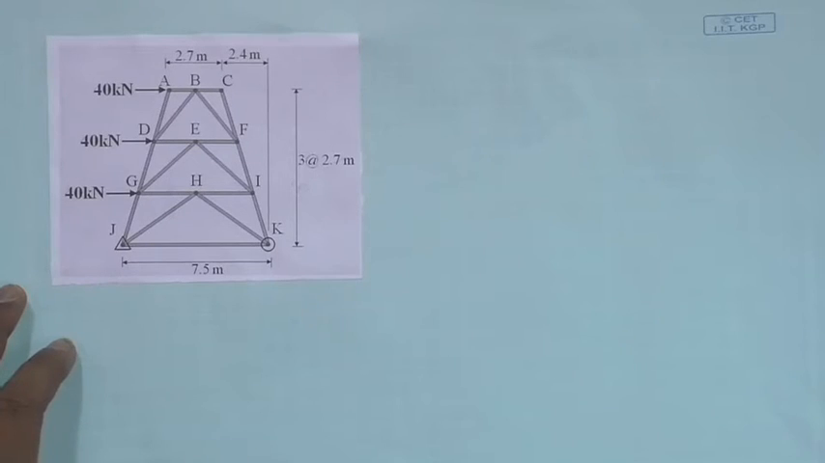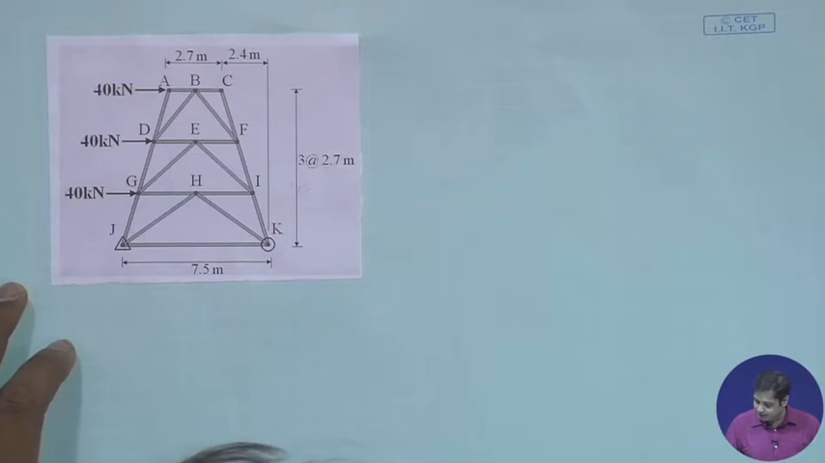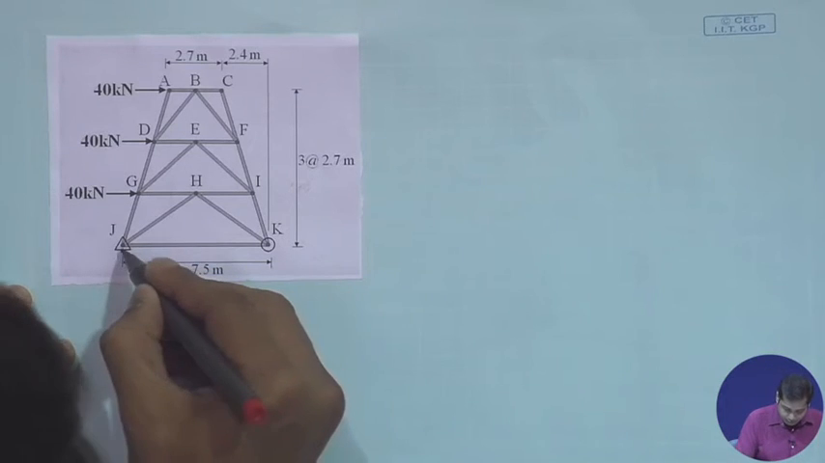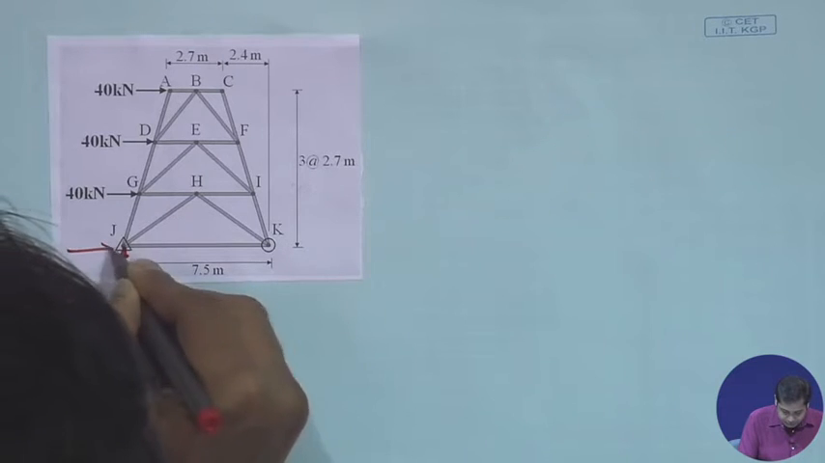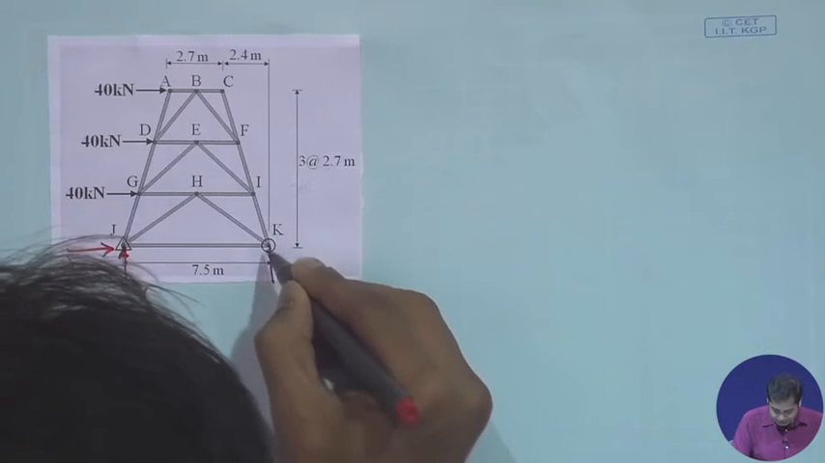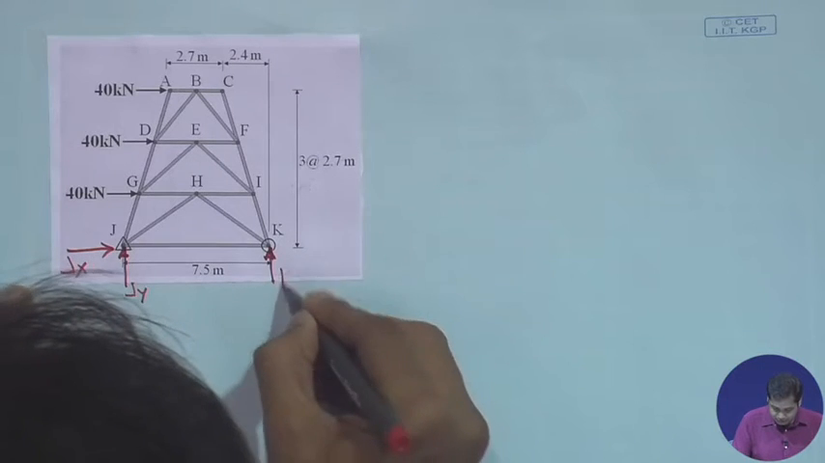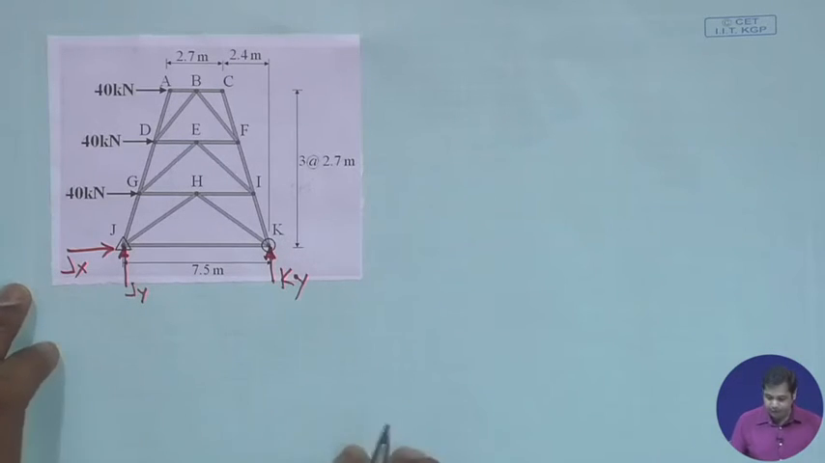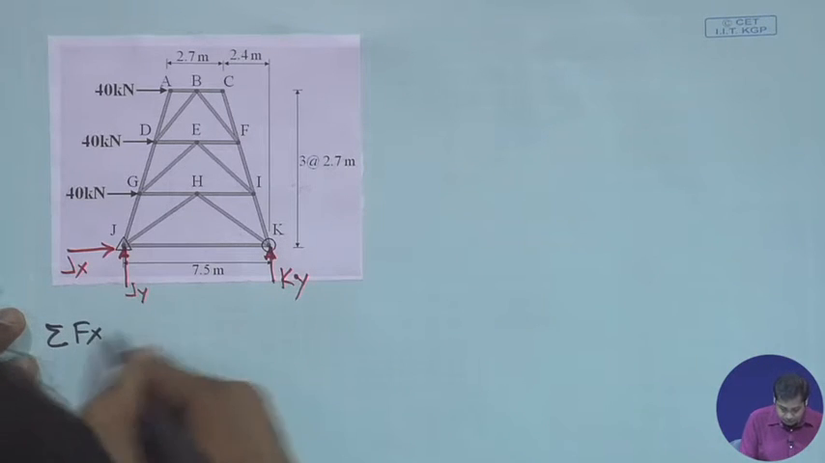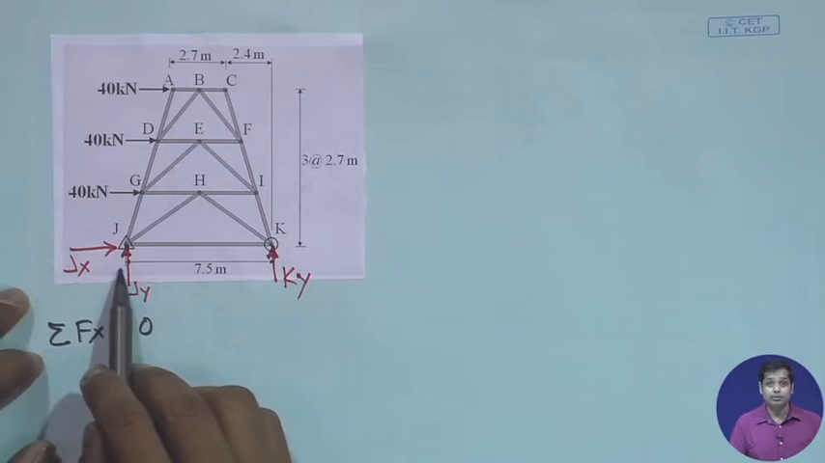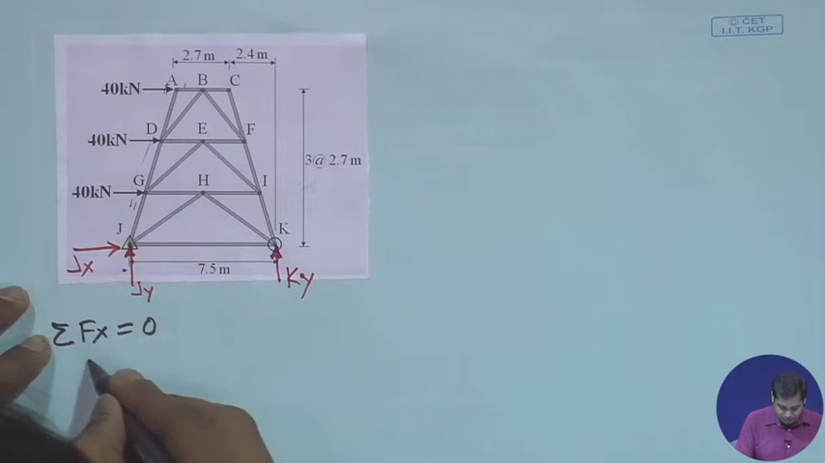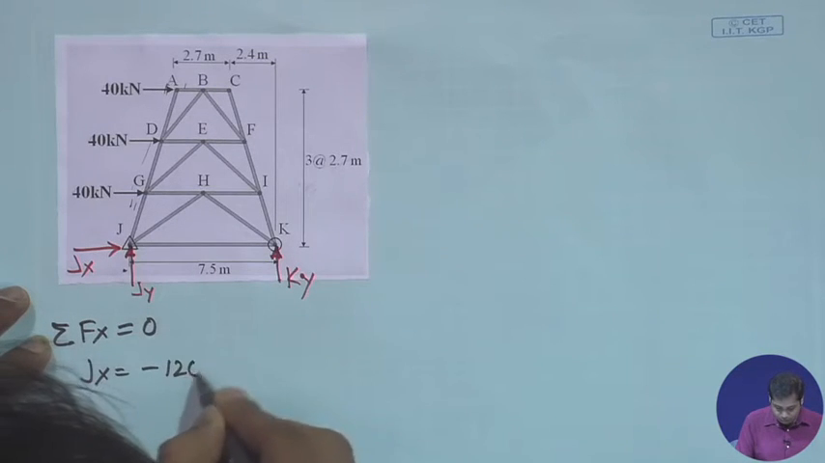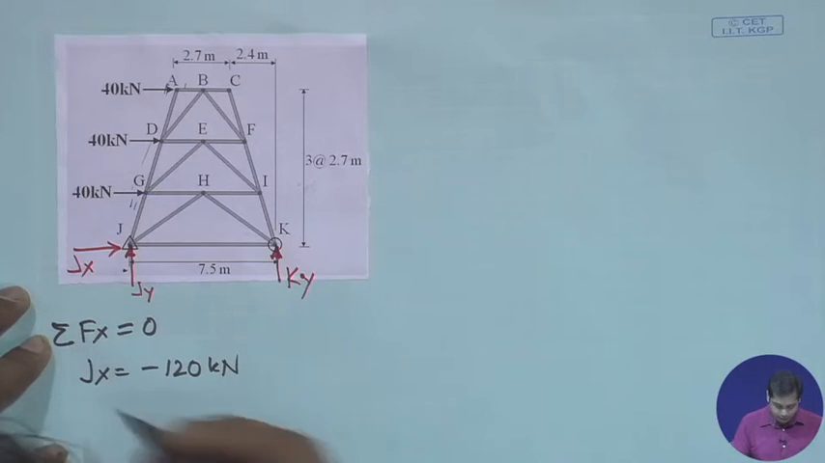First, let us determine the support reactions. Draw the free body diagram of the entire structure. This will be Jy, this is Jx, and Kx, Ky. Now take summation of Fx equal to 0. Only forces we have are Jx and these externally applied forces. So that immediately gives you Jx is equal to minus 120 Newton.